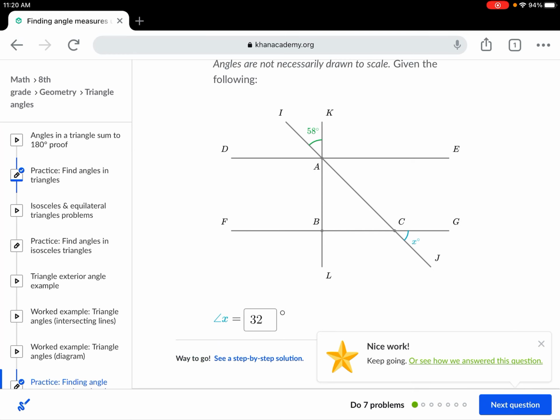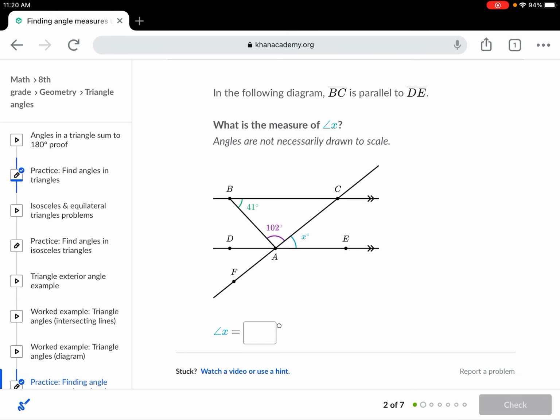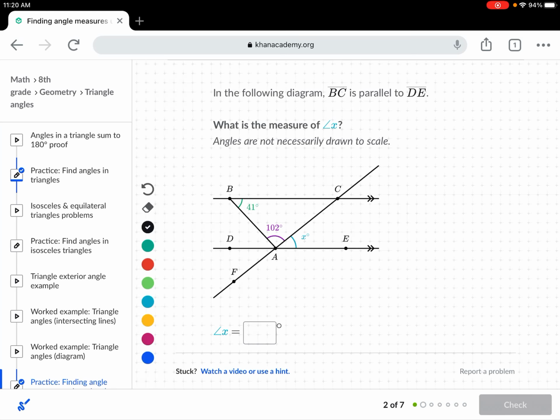And can I check that? Right, nice. And so next we get that BC is parallel to DE. Let's use that information. And we need to find the value of X.